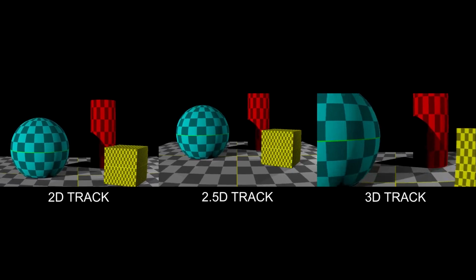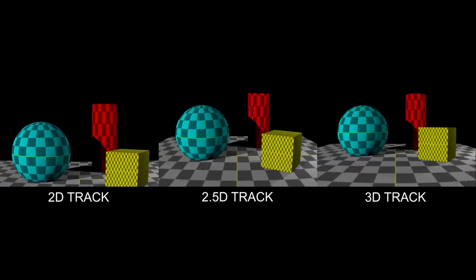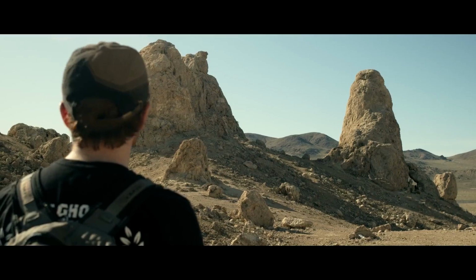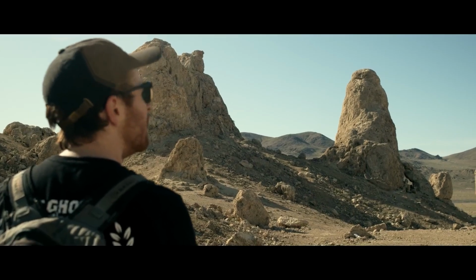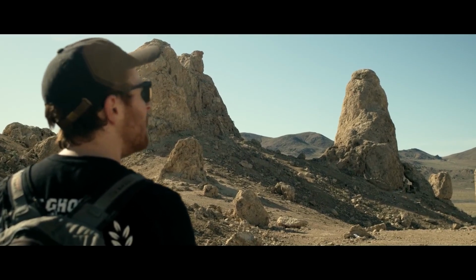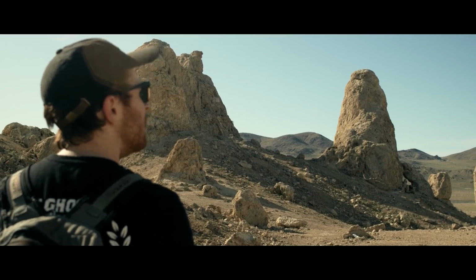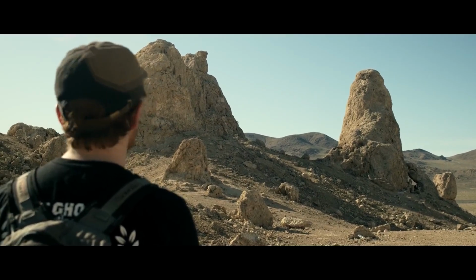So let's practice this now and look at a few examples and determine what type of track we would need to use. All right, so we have our first shot here. Let's take a look. It looks like we have a handheld shot standing behind our actor. In this example, we're going to say we're going to replace the rock on the far right side with, say, a CG statue.